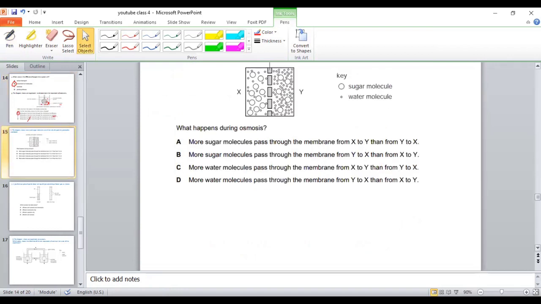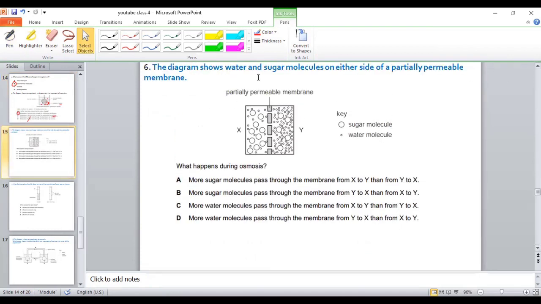Then, the diagram shows water and sugar molecules on either side of a partially permeable membrane. This is the membrane. You can observe the size of the sugar molecule here, and this is the size of the water molecule. What happens during osmosis? Listen, osmosis only allows water to move. Water is higher here, so water will move from X to Y. Okay, we will cancel the sugar option.